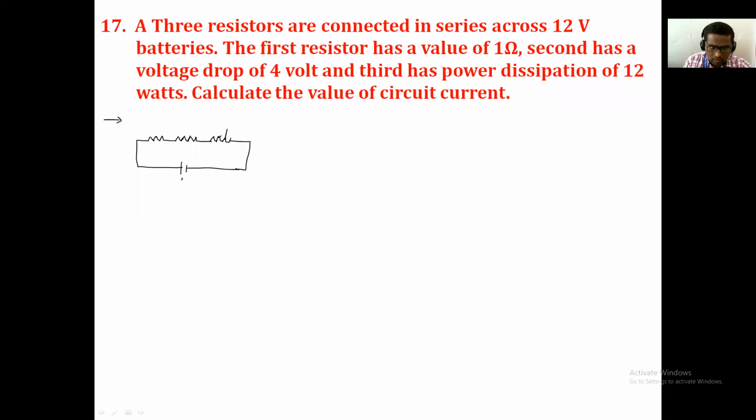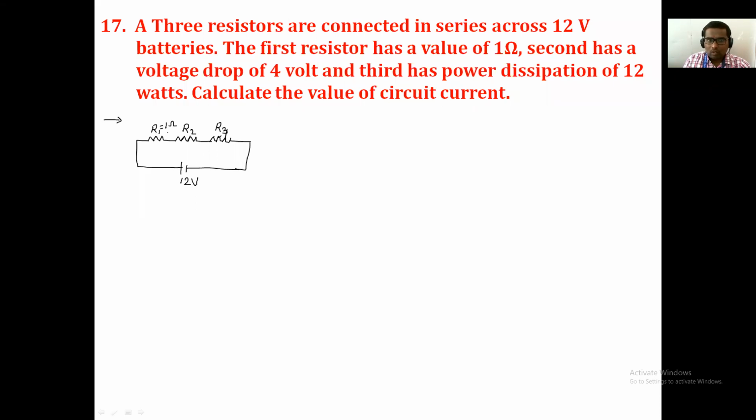Now see that one sentence by sentence or word by word, I am trying to draw the diagram here. Let me consider that this is resistor R1, this is resistor R2, and this is resistor R3. They are connected in series across a battery of V volt. First resistor has a value of 1 ohm. Let me write it down.